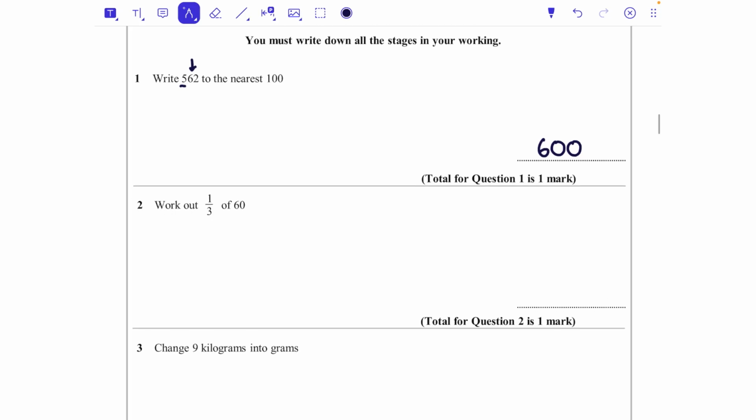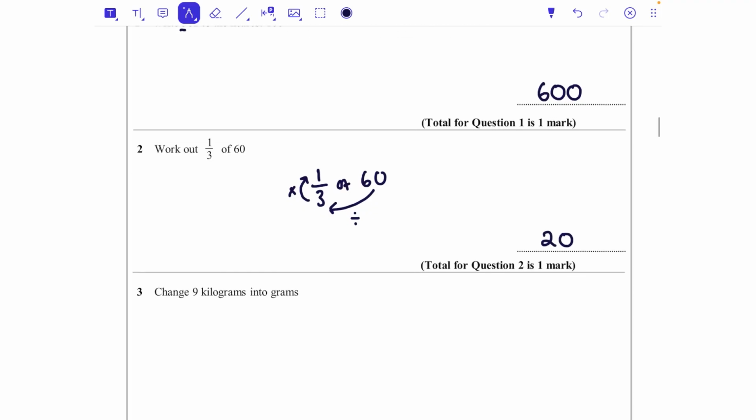For question number 2, we want to do a third of 60. Now when we do a fraction of a number, we divide by the bottom, and then whatever that is we're going to times by the top. So 60 divided by 3 is 20, and 20 times 1 stays the same, so that is just 20.